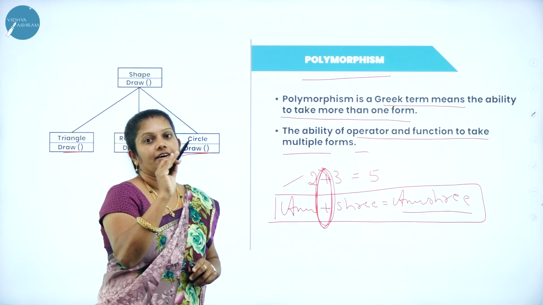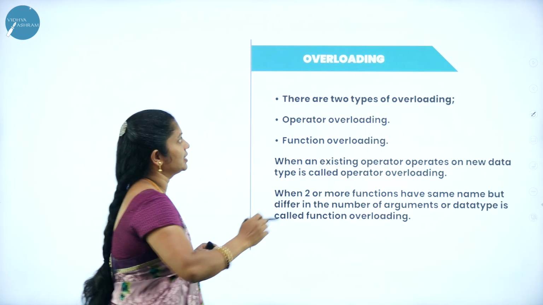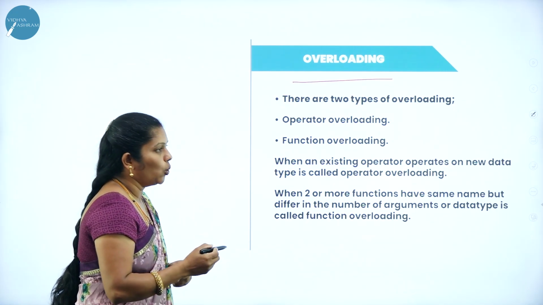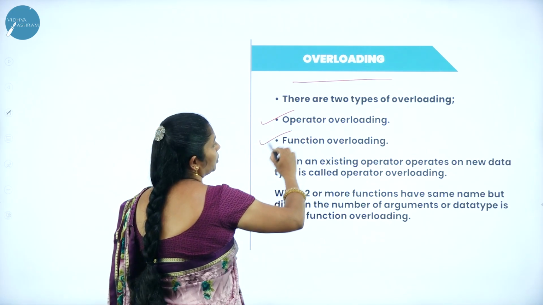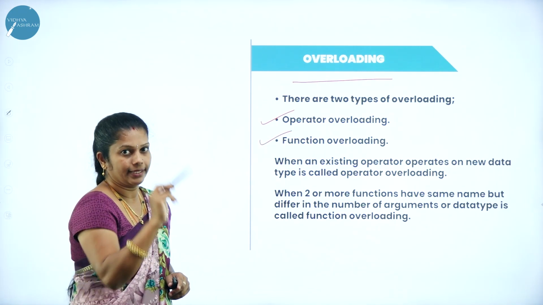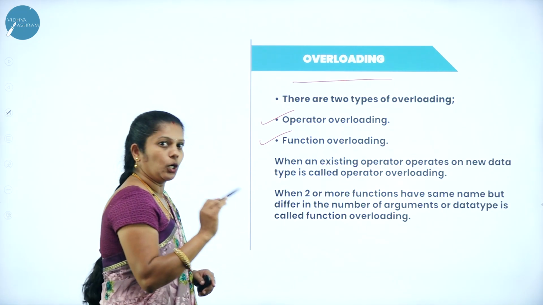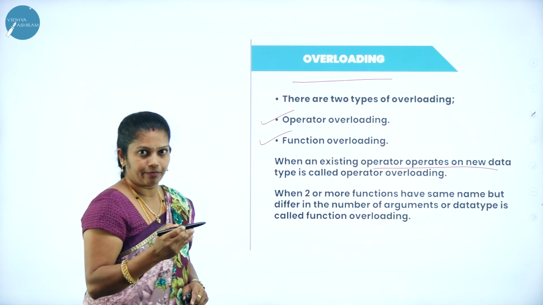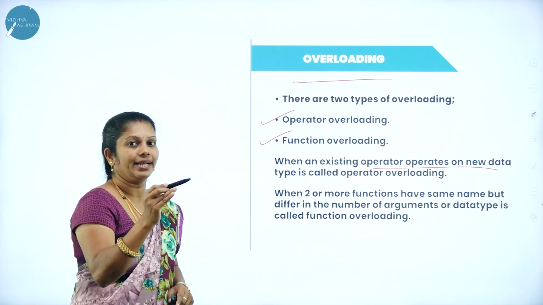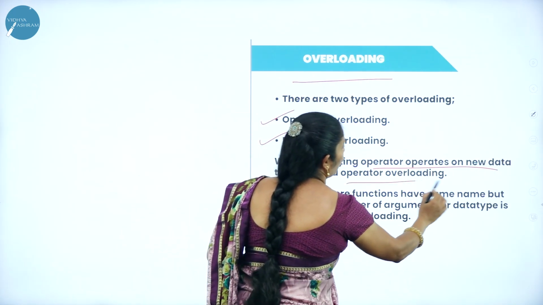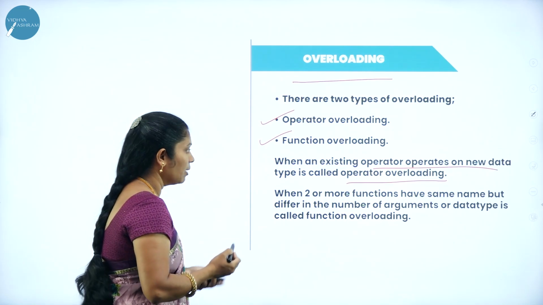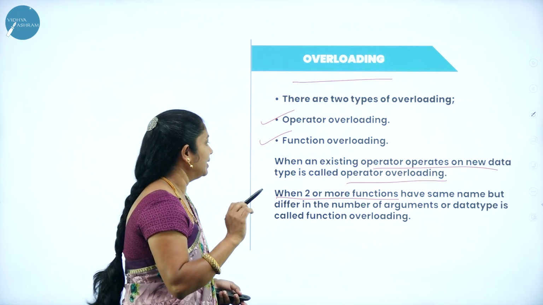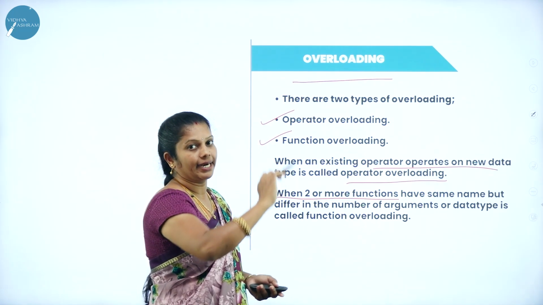That is polymorphism. The next one we will discuss is overloading. What do you mean by overloading? There are two types under overloading: operator overloading as well as function overloading. Operator overloading means when an existing operator operates on a new data type. But function overloading is when two or more functions have the same name but differ in number of arguments or data type of the argument.